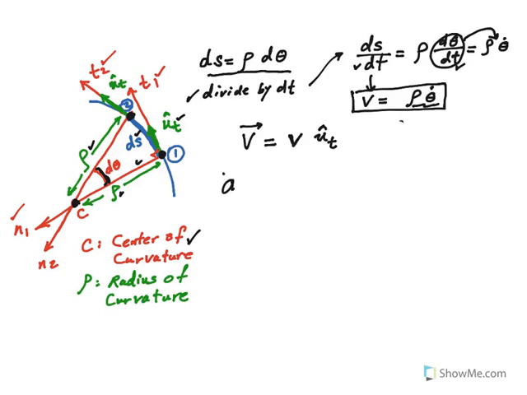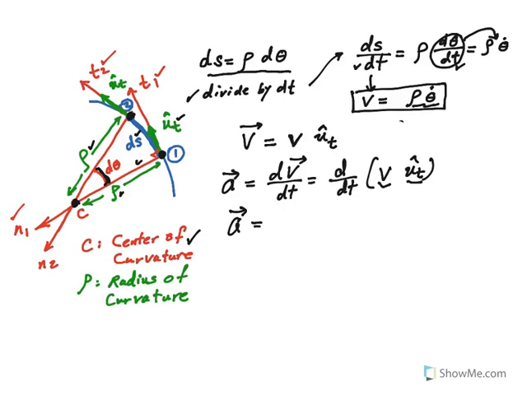So how about acceleration? Let's try to find acceleration. Acceleration is the derivative of velocity. So if we take the derivative of velocity, which is v u sub t, be careful guys, we have to use the product rule: the derivative of the first times the second plus the first times the derivative of the second. So dv/dt times the second, which is just u sub t, plus the first, which is v, times the derivative of the second term, which is the tangential unit vector.